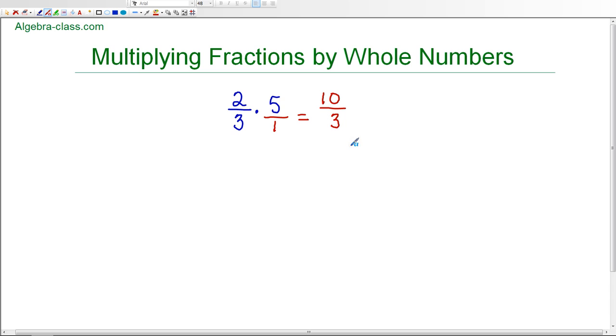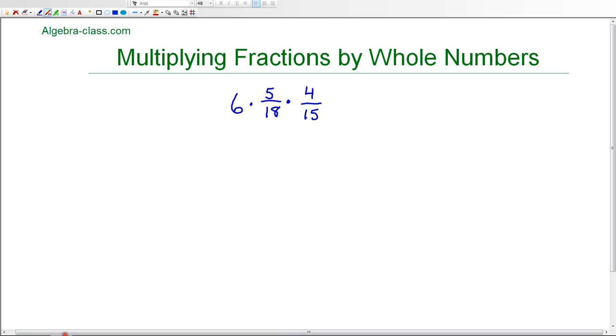You can leave your answer as 10/3, which is an improper fraction, or you can rewrite it as a mixed number. 10 divided by 3 is 3, so you can think 3 goes into 10 3 whole times, and then how many are left over? Well, 3 times 3 is 9, so 1 is left over. That means that 1 is the numerator and 3 remains the denominator. So the mixed number is 3 1/3. So either answer is okay.